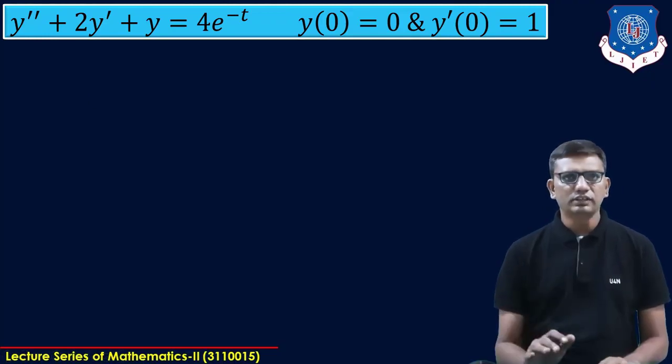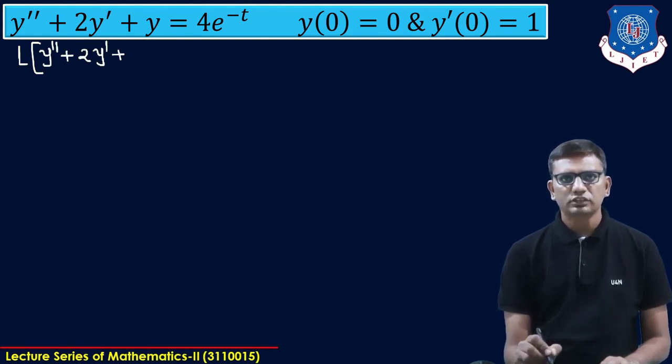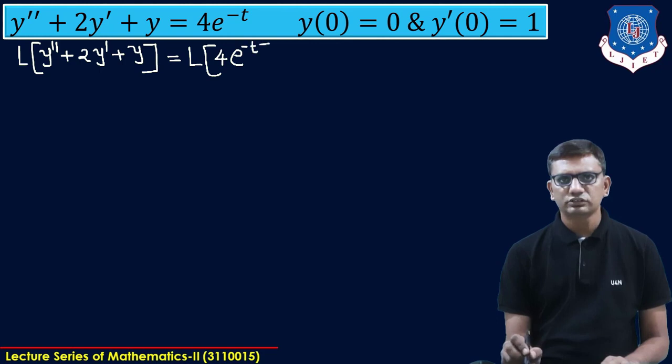Here we start by taking Laplace both sides: Laplace of y'' plus 2y' plus y equal to Laplace of 4 e raised to minus t.